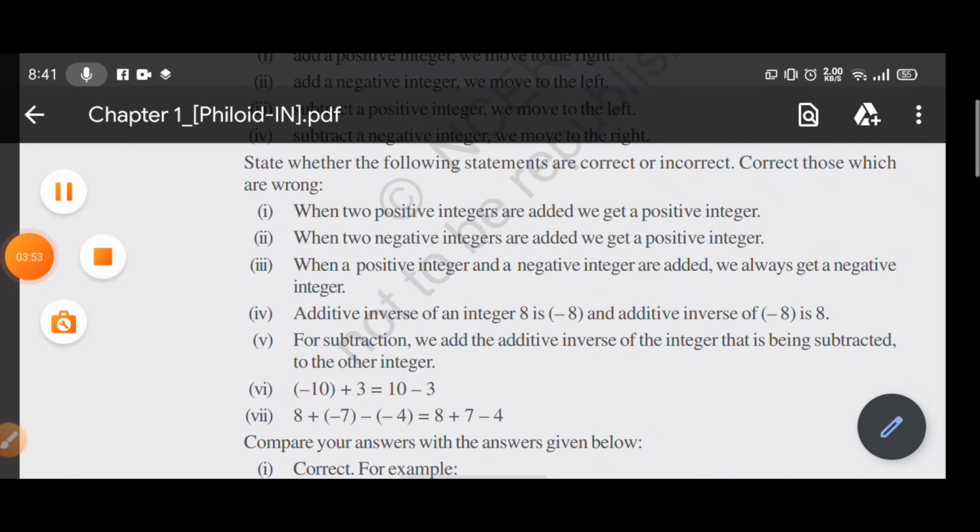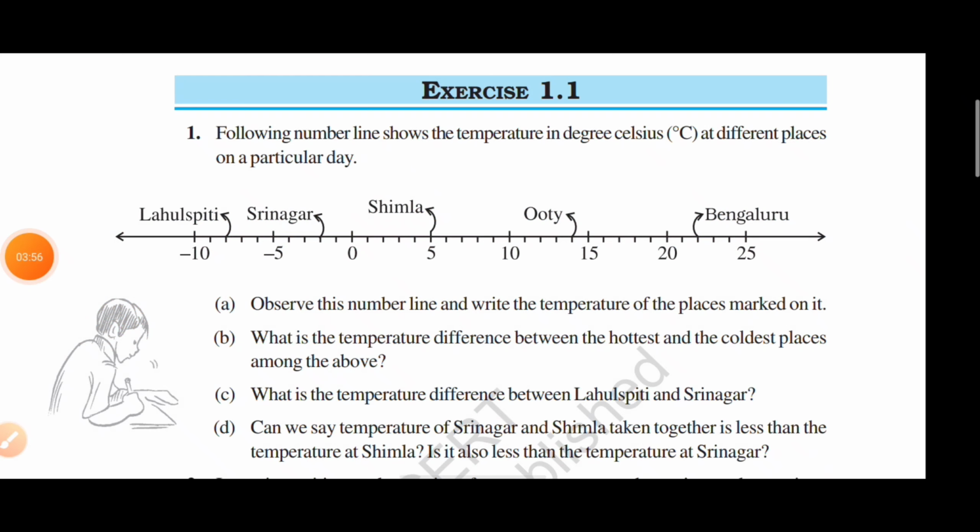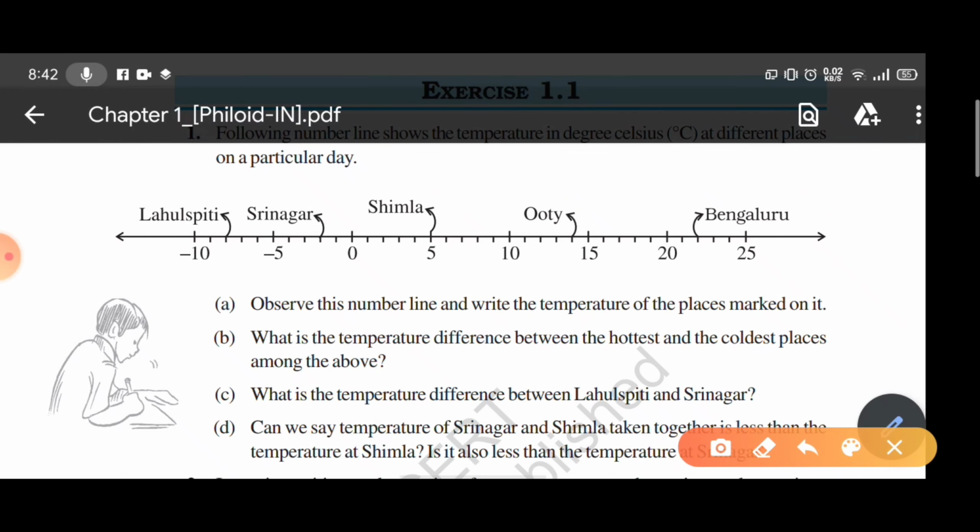Let us move ahead. Now let us try to solve some exercise questions. Here the first question is, a number line is provided. On this particular number line you have been provided some places. Now you have to answer some questions. Observe this number line and write the temperature of the places marked on it. For example, I'll be answering the value for UT. Here it is where it is lying.